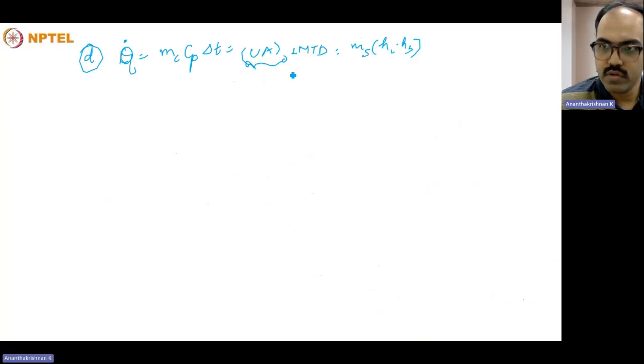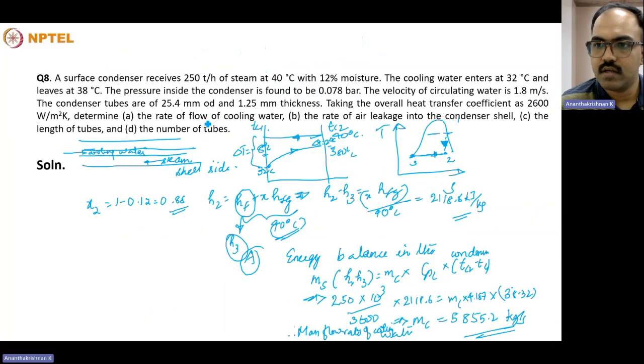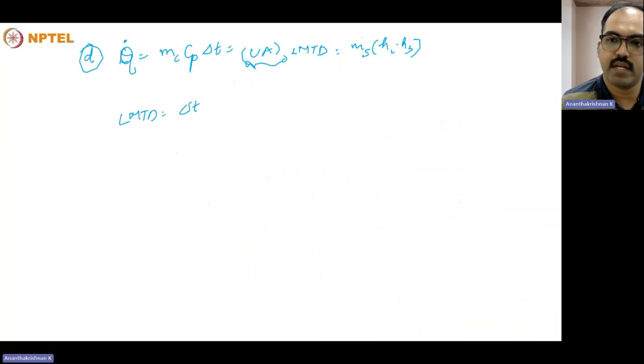So U is given, so we can calculate area if we know the LMTD. So LMTD could be written as delta T1 minus delta T2 divided by ln of delta T1 divided by delta T2. So it's kind of an average, the logarithmic mean. It takes into account the logarithmic mean because the temperature difference profile will be following a logarithmic curve.